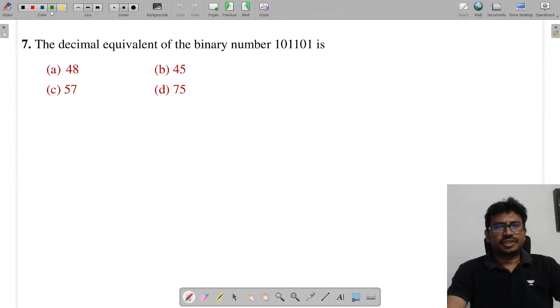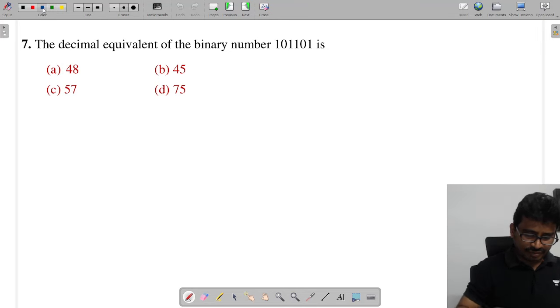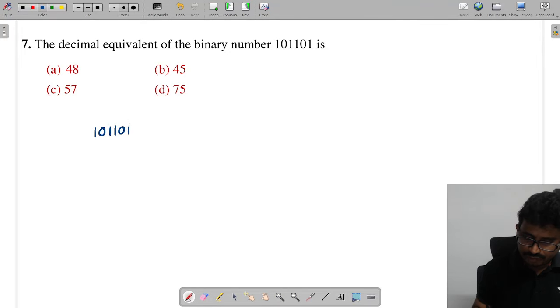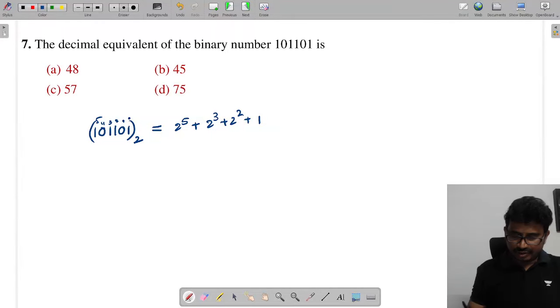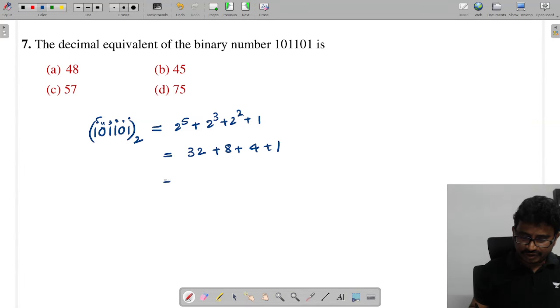Next, the decimal equivalent of the binary number. They have given a binary number and asked to find the decimal value. So this is 101101, a binary form. The positions are 0, 1, 2, 3, 4, and this is 5. So it means 2 power 5 plus 2 cube plus 2 square plus 2 power 0, which is 1. So how much is this value? 32, plus 8 plus 4 plus 1. So 40, 45.